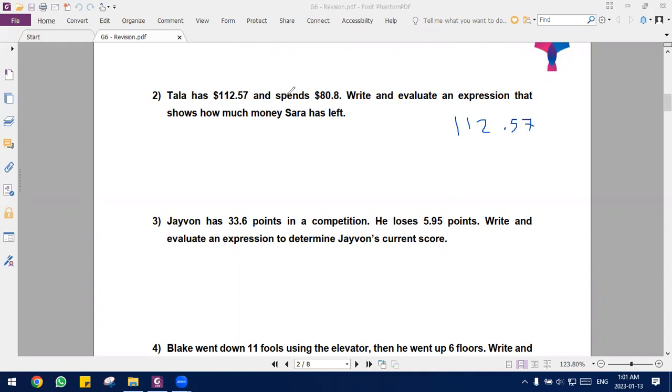So when you say spending, your money is decreasing, right? The amount is decreasing. So spend means minus. So here we put minus. We have 80.8. So we put the units underneath and then here the 10 point and then the decimal.